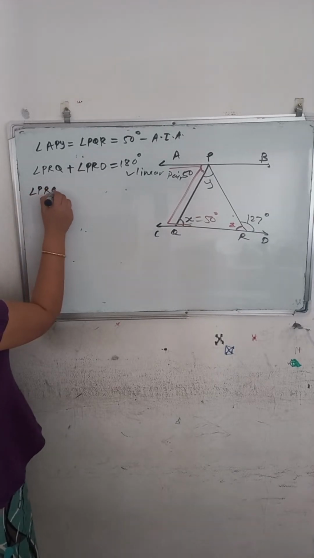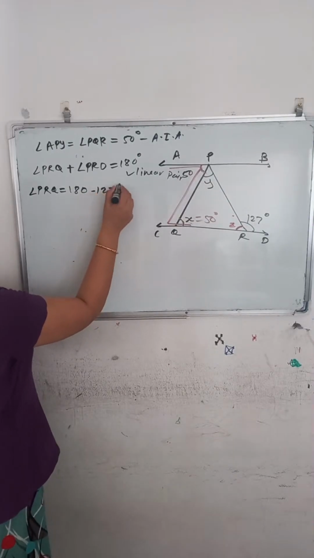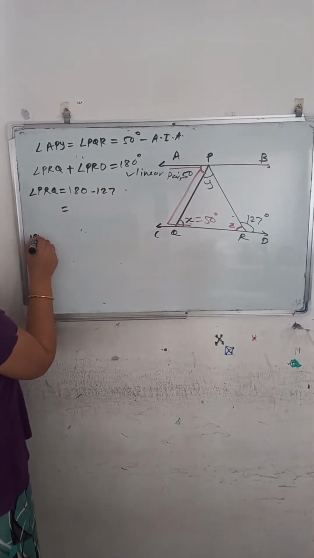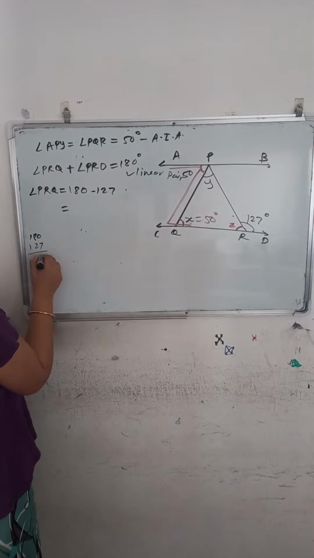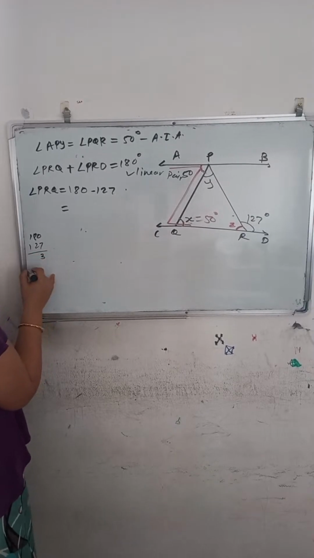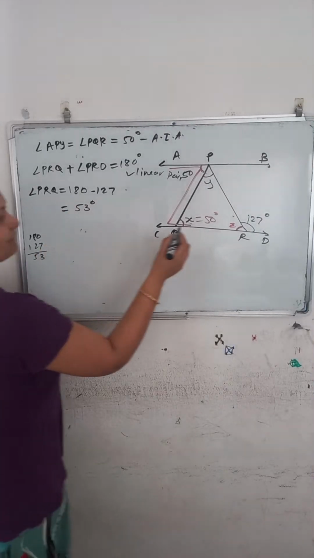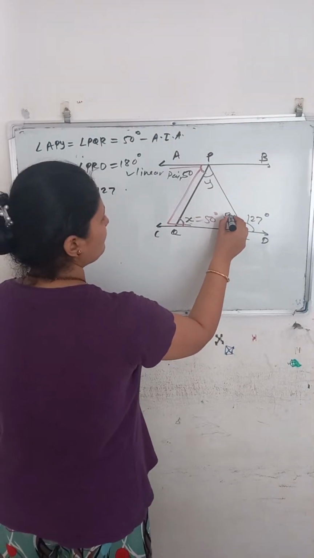So I want to find out here PRQ, that is 180, and PRD I have 127 degrees. So 180 minus 127. So 10 minus 7 is nothing but how much? 3. So here 7 minus 2 is 5, and here the answer I will get is 53. So Z I am getting 53.